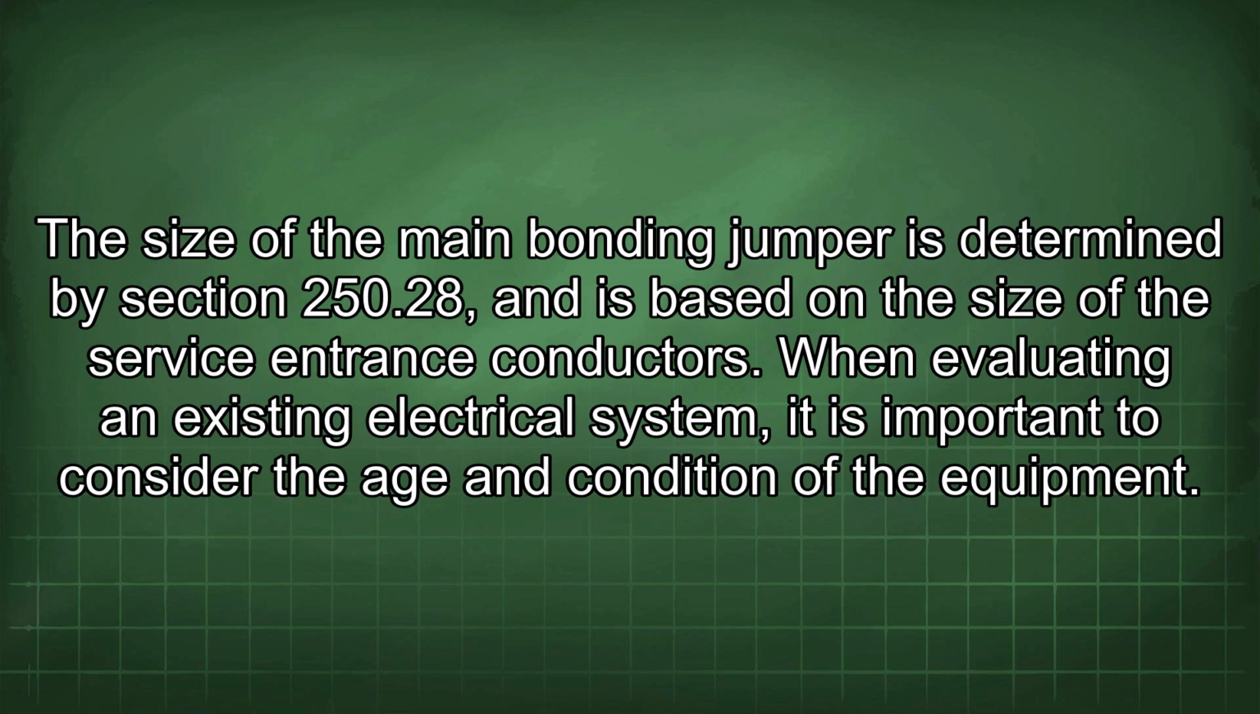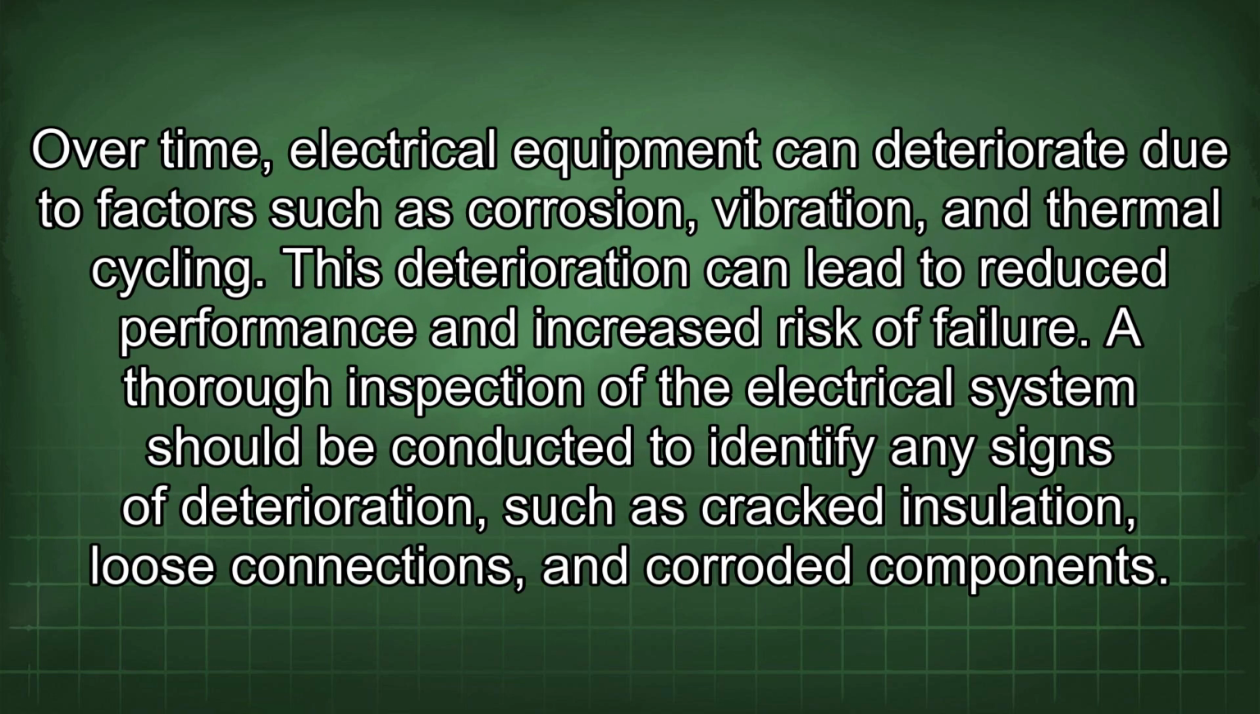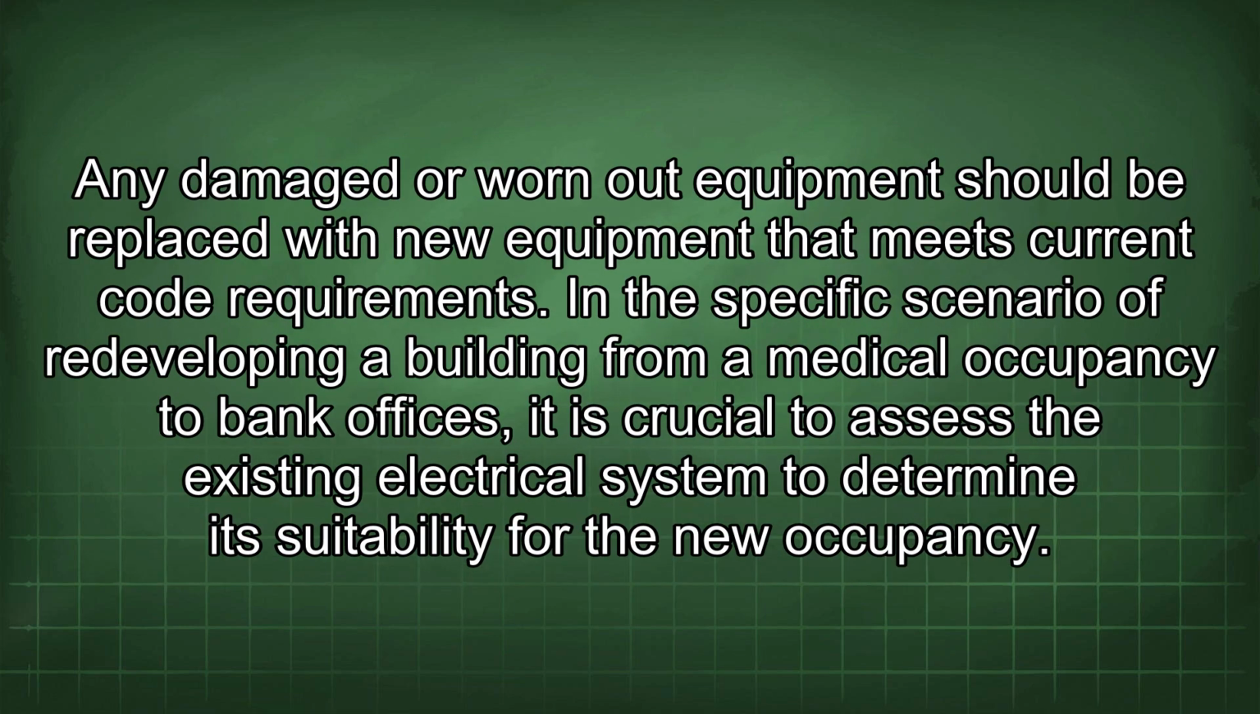When evaluating an existing electrical system, it is important to consider the age and condition of the equipment. Over time, electrical equipment can deteriorate due to factors such as corrosion, vibration, and thermal cycling. This deterioration can lead to reduced performance and increased risk of failure. A thorough inspection of the electrical system should be conducted to identify any signs of deterioration, such as cracked insulation, loose connections, and corroded components. Any damaged or worn-out equipment should be replaced with new equipment that meets current code requirements.